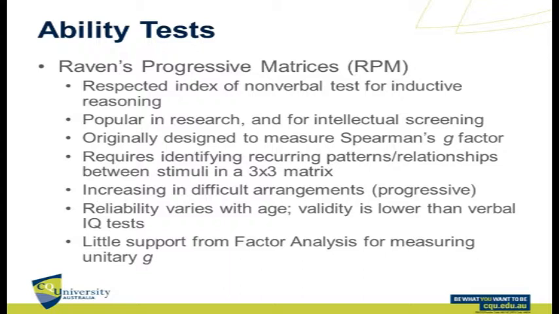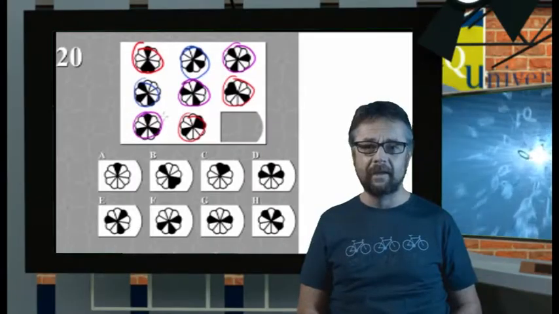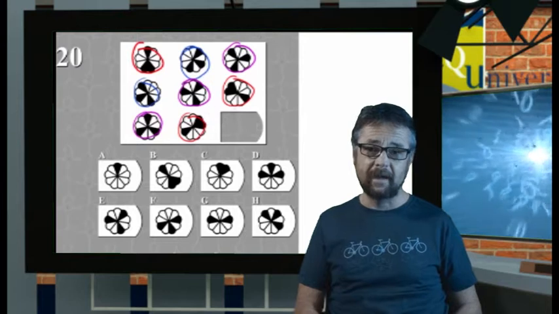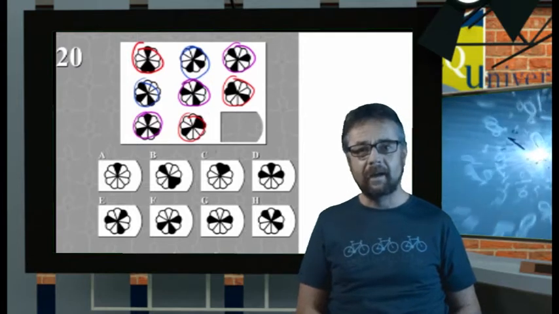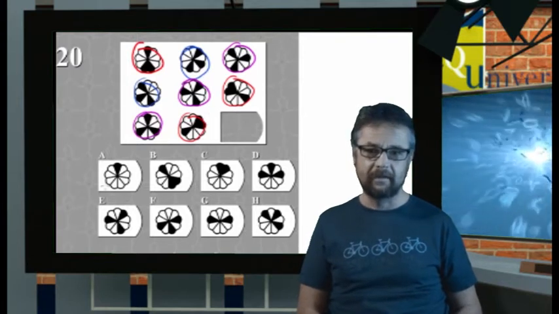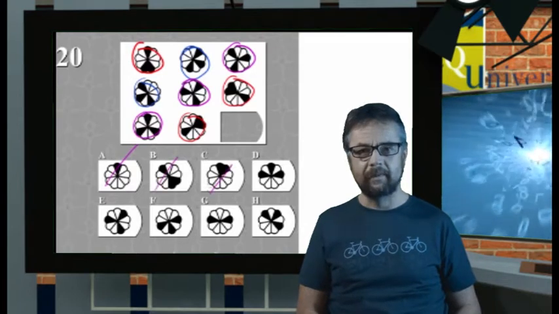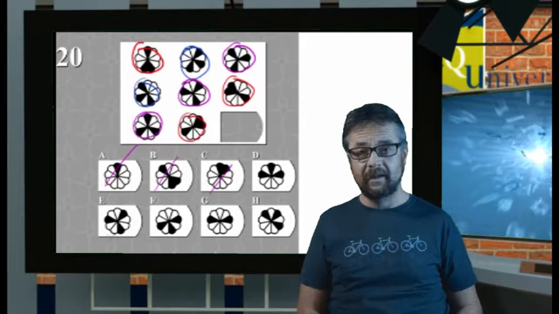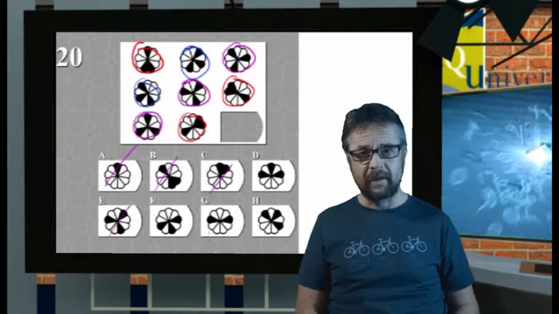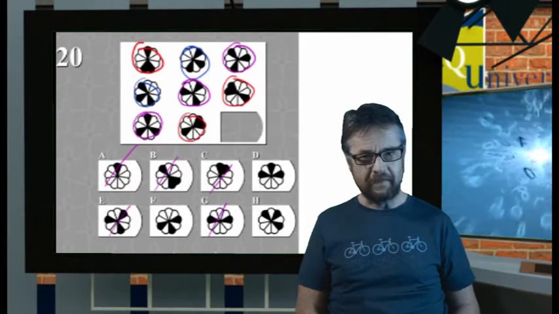Reliability for this test is not great because it varies by age, and the validity of the test is lower than for verbal IQ tests. But it's still a very popular test. It's particularly valuable for children who have hearing, language, or physical impairments because it doesn't require listening or reading instructions or manipulating objects. Now here's an example, again taken from the text, and again, only attempt this if you're prepared to be benchmarked against a 5-year-old.